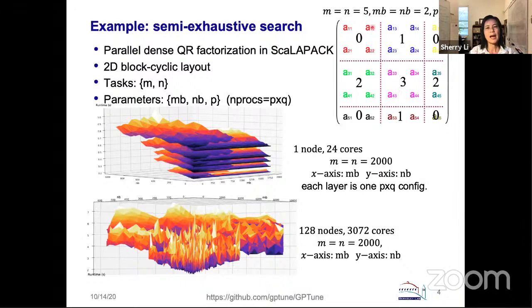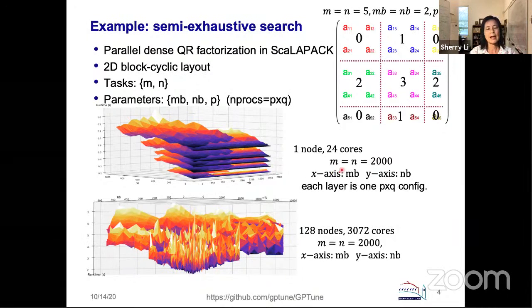And my task is to try to optimize the parameters NB and the processor configuration so that I solve a particular problem as fast as possible. On the picture here, I show two pictures. The top picture is where we do, let's say, a semi-exhaustive search of the parameter space NB. The x-axis is NB, the y-axis is NB. And this is run on 24 cores of the Cori machine at NERSC.